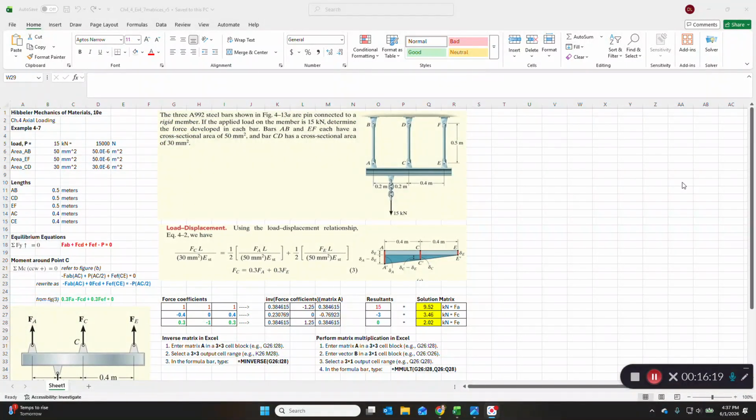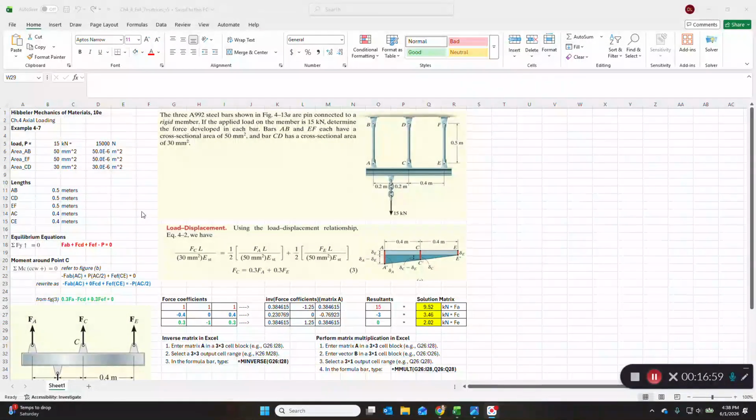The last problem is another advanced technique, matrix operations in Excel. So this one is 3 A992 steel bars. Again, we could look up the elastic modulus of those if we need to do that. A pin connected to a rigid member. You can see that here. And the applied load on the member is 15 kilonewtons down. You can see that load here at a distance shown. And determine the force in each bar. And that's axial force. And certain bars have different cross-sectional areas. So those are all given too.